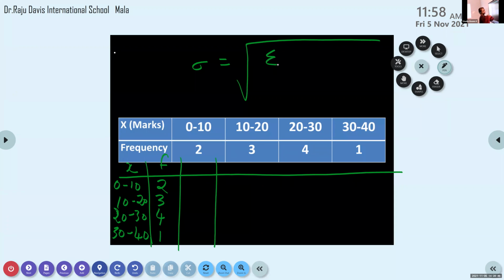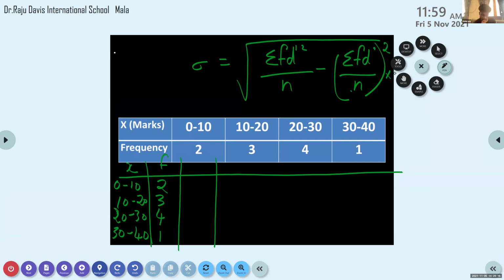Yes. Sigma is equal to c times the square root of sigma f d dash square by n, minus sigma f d dash by n whole square. Or sigma f d dash whole square by n square, or into n, is also correct. Whole square into c. C. Okay.